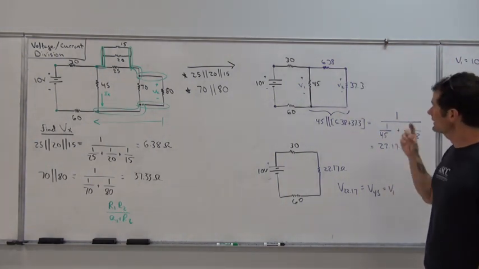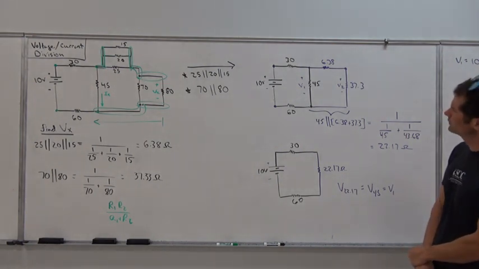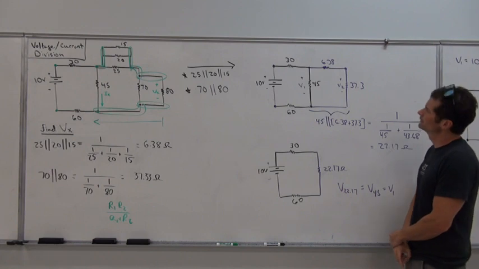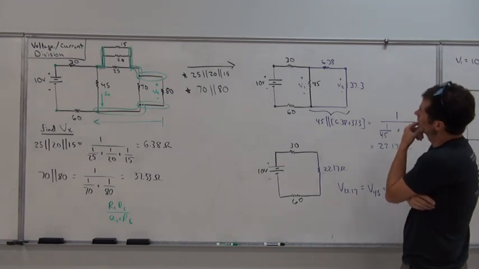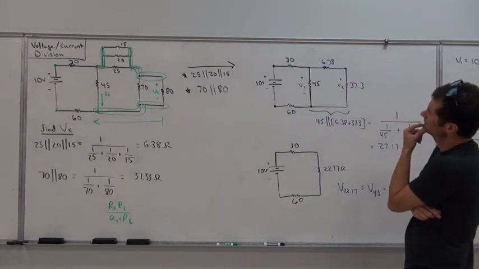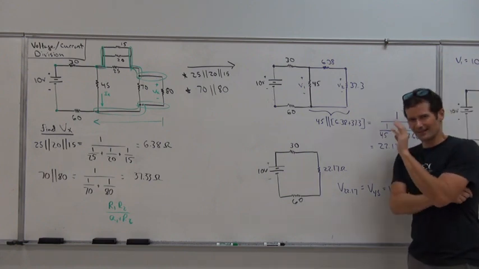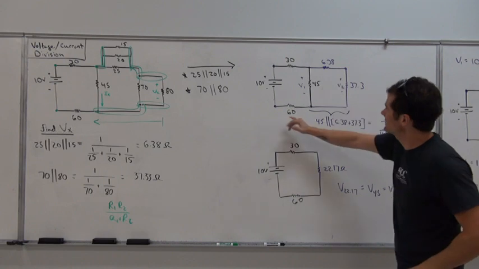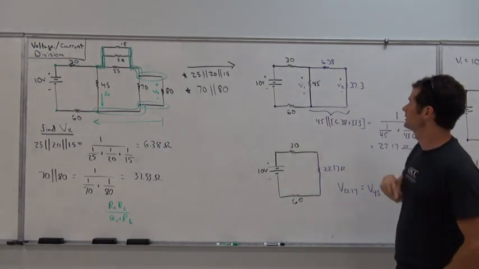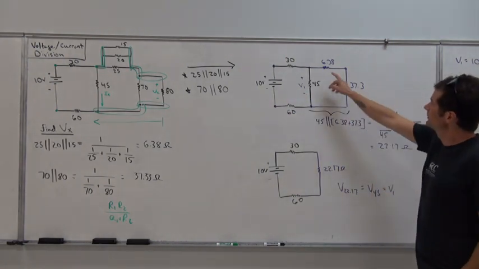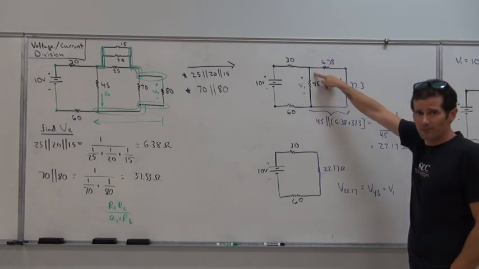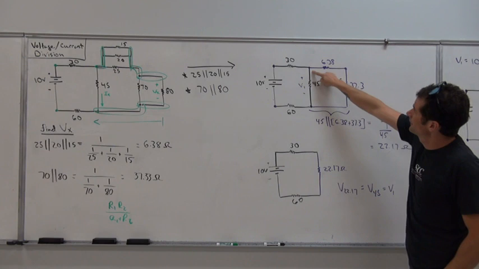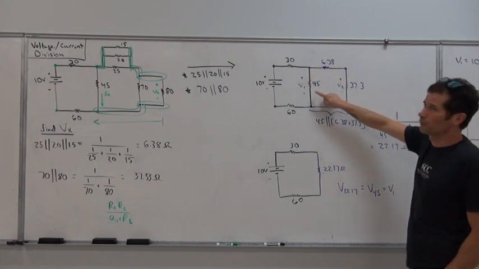Now, let's take a little bit of a look right here, and I want to talk about the nodes again. So sure enough, 60, 10, 30, that hasn't changed. But look at the left node of 6.38. Now, 6.38, that actually shares a node with 45 ohms.